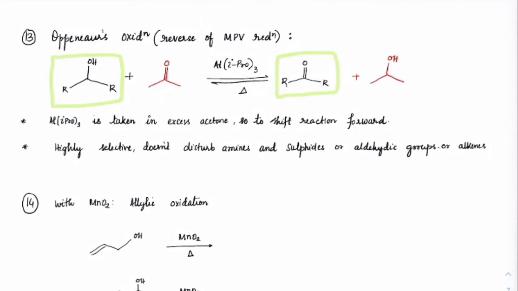Okay. First, we'll see what the important pointers to be noted are. We have to add acetone. If you add excess acetone, the reaction will shift in the forward direction, because it is a completely equilibrium reaction, and this will push the reaction in the forward direction. And it is highly selective. It does not disturb any amines, sulfides, aldehydic or alkene groups which are present in this R. If there is any other aldehydic group, alkene group, amine group or sulfide group, they won't get disturbed at all. So it is highly selective, where only the secondary alcohol is converted into the keto form. Okay.